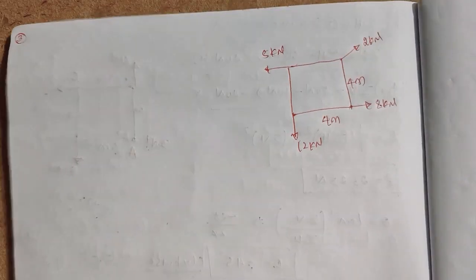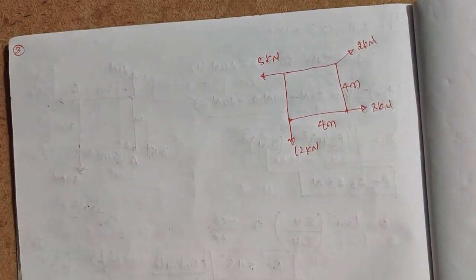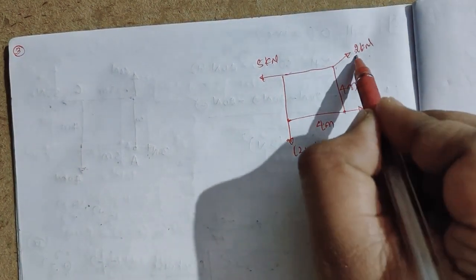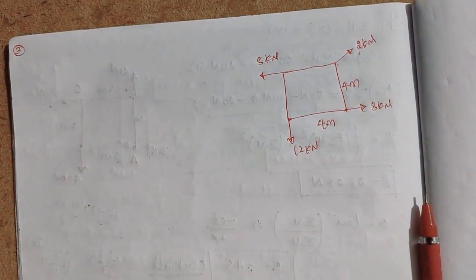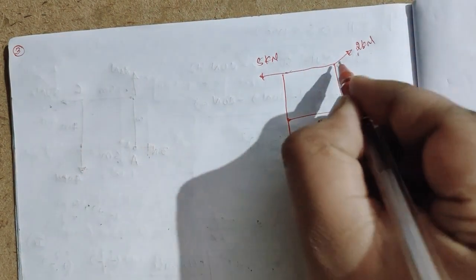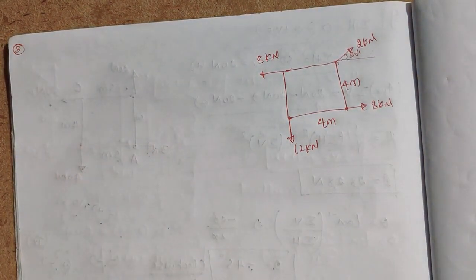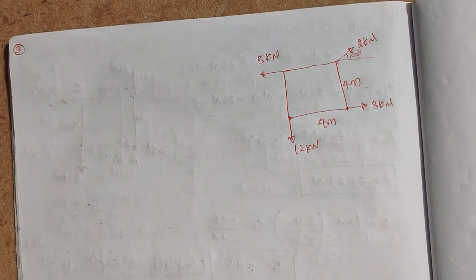So next problem now. I'll take the question. So this is question number 3. So same question, this is 4 meter square, but here one inclined load is given, that is 2 kilonewton, which is at 30 degree. Same problem with some inclined force.